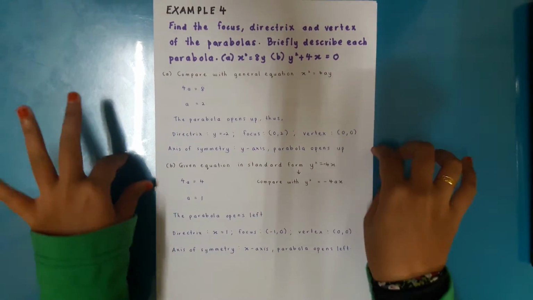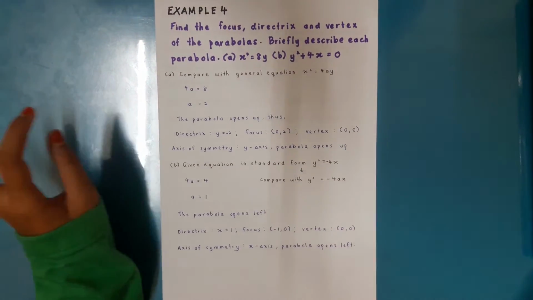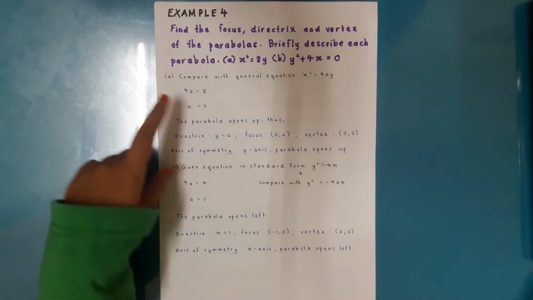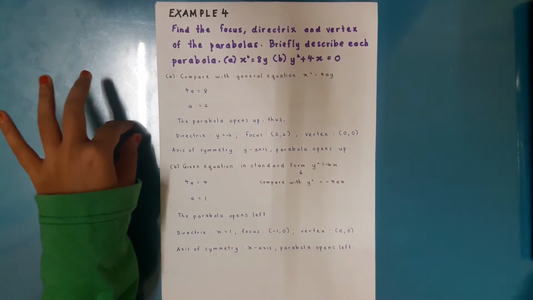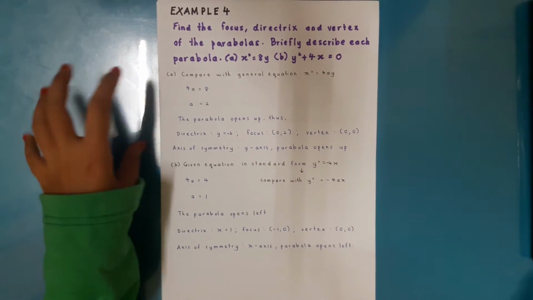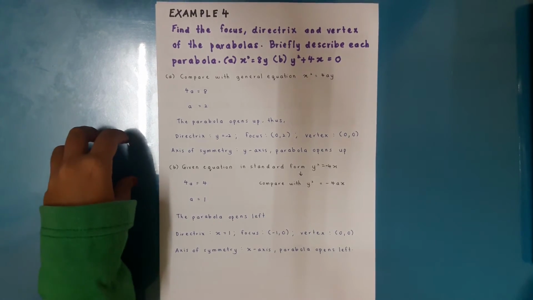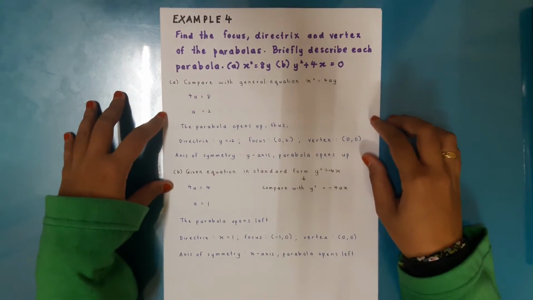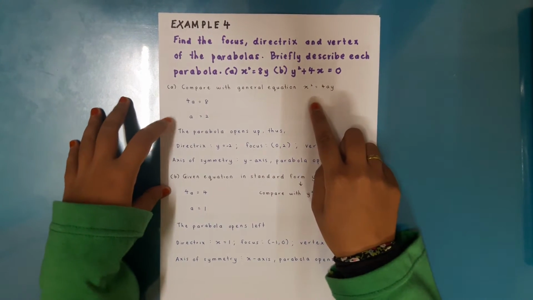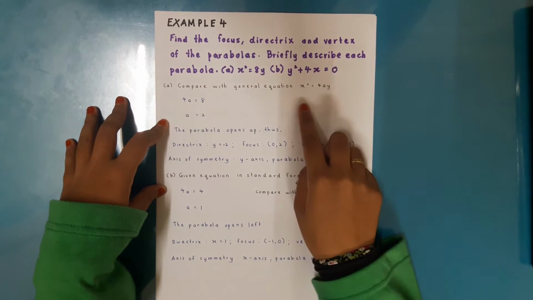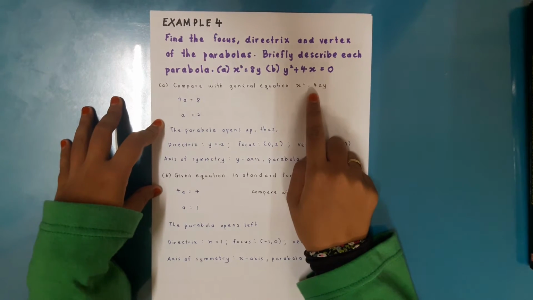Next, we move to the example. You can refer to the example in the textbook. The question is to find the focus, directrix and vertex of the parabolas and briefly describe each parabola. The first is x squared equals 8y, and the next is y squared plus 4x equals 0. For the first question, compare with the general equation, which is x squared equals 4ay.